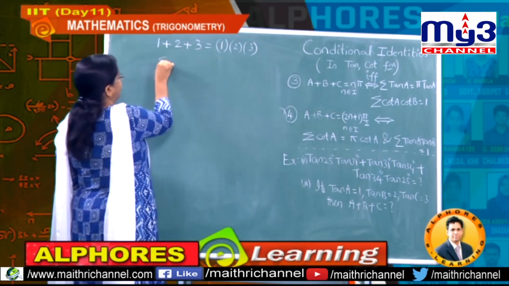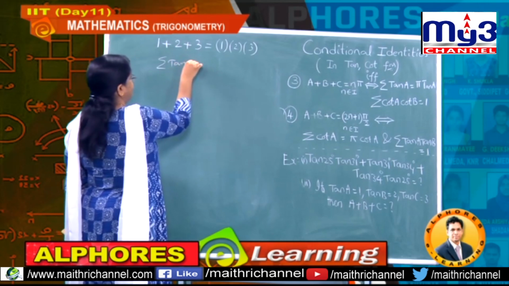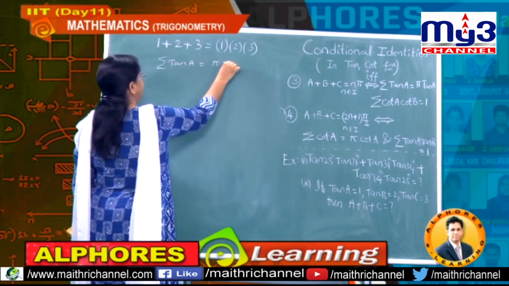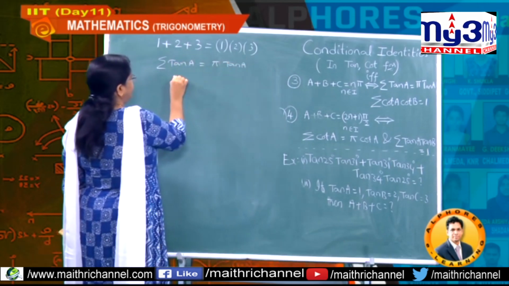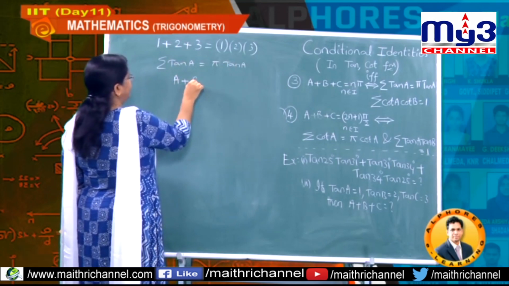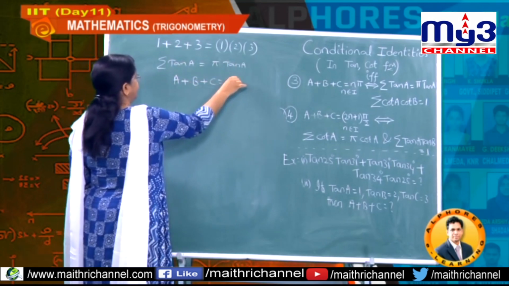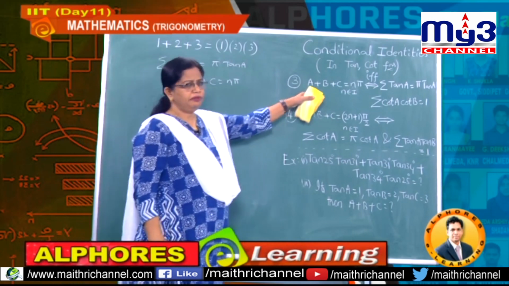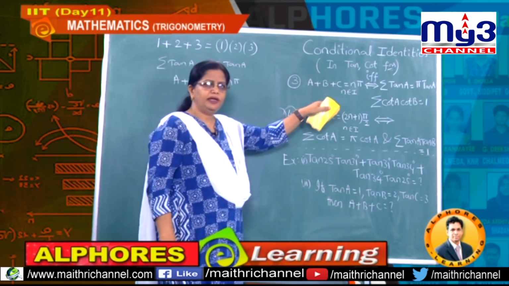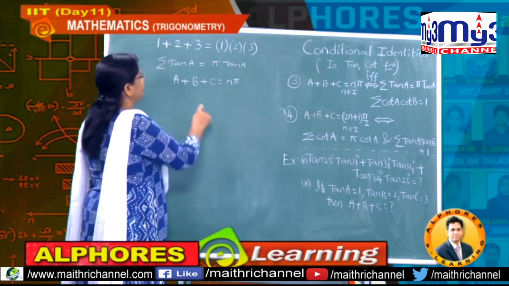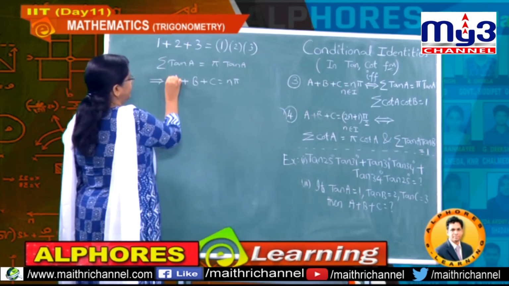Hence sigma tan A is the same as pi tan A. And this value holds good when A plus B plus C equals n pi. Already I said it is an if and only if relation, that is, implies and implied by. Therefore you got this kind of answer.